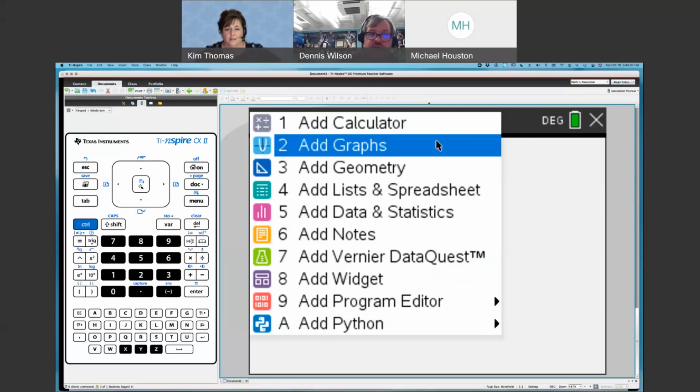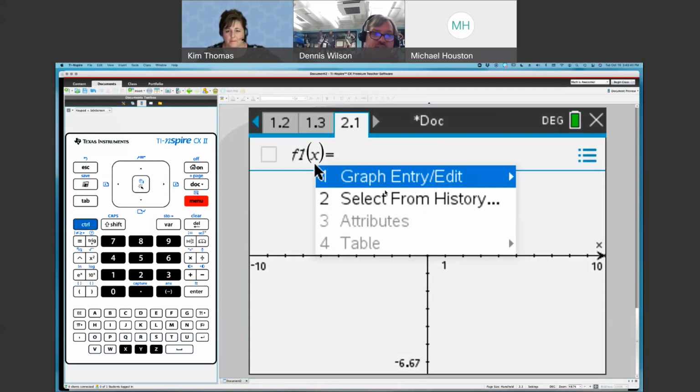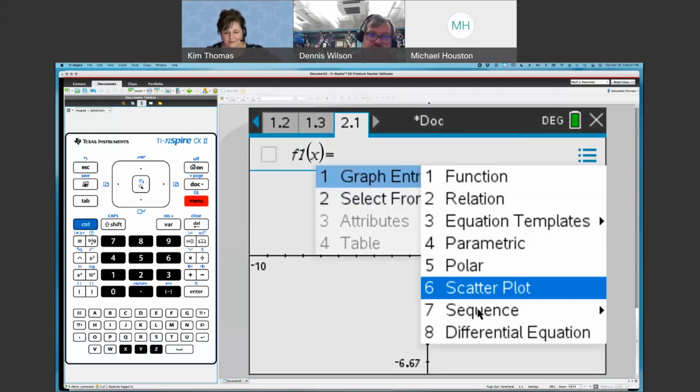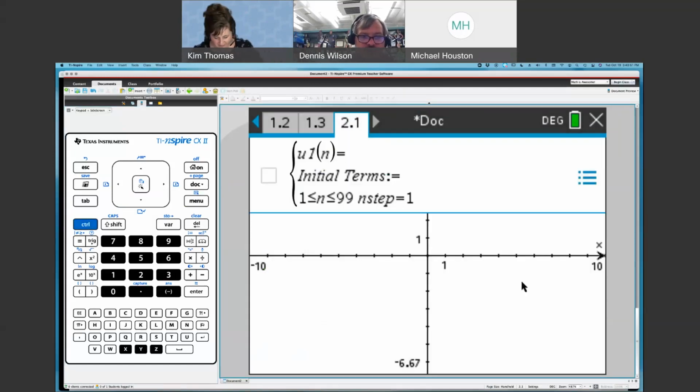Yeah, while she goes to graph, I'll just mention that it's really easy to do recursive on the Nspire because you're just typing the functions. You have the U1, U2, U3. It's really easy to get those values and do recursive, but I think she's right. We should do some harmonic.